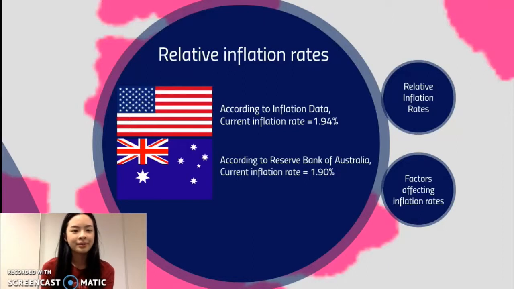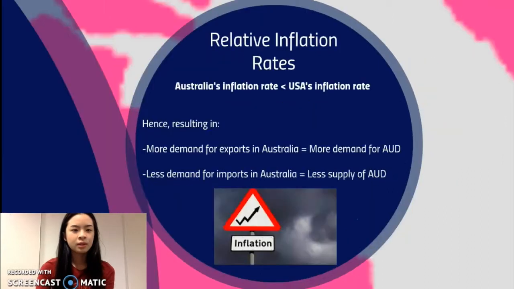As stated by the RBA, the Governor and the Treasurer have agreed that the appropriate target for monetary policy in Australia is to achieve an inflation rate of 2 to 3% on average over time. As for the United States, the Federal Reserve aims for a 2% inflation rate over time, as stated by the US Federal Reserve Bank. Currently, we can see that Australia's inflation rate is lower than the US inflation rate.